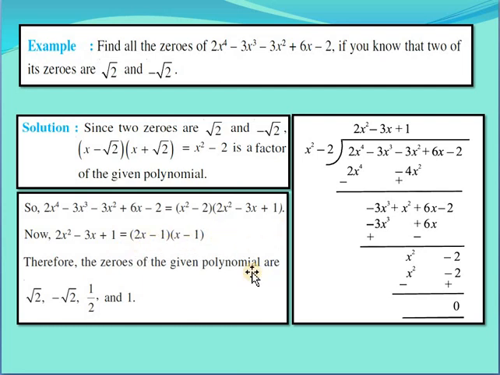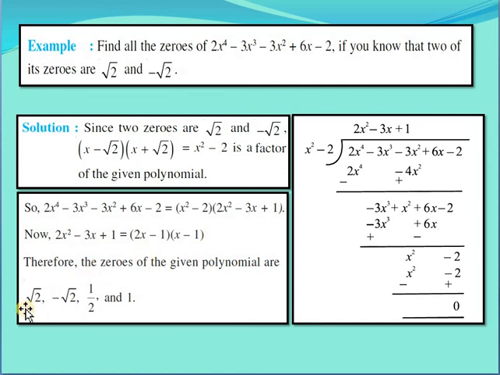You can show the steps on the right side. Don't directly write down the answer. Show the steps, not in the rough work column. Just draw a line and solve it. So 2x square minus 3x plus 1, that is this quotient. So you are getting 2x minus 1 and x minus 1. If 2x minus 1 is 0, x is equal to half. That is one zero. If x minus 1 is 0, x is equal to 1. That is the other zero.